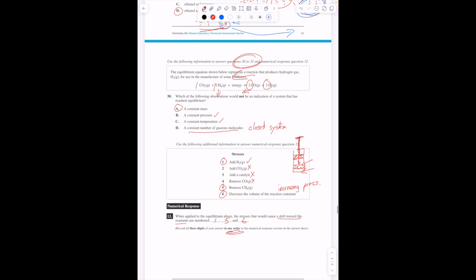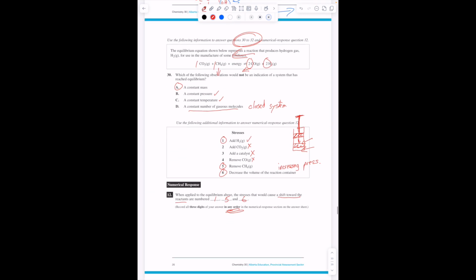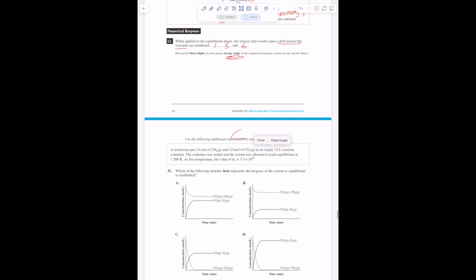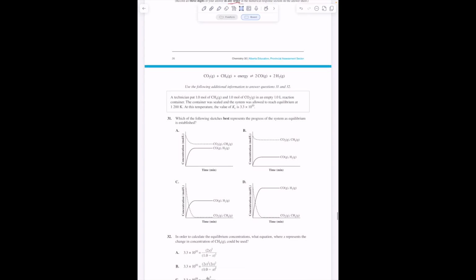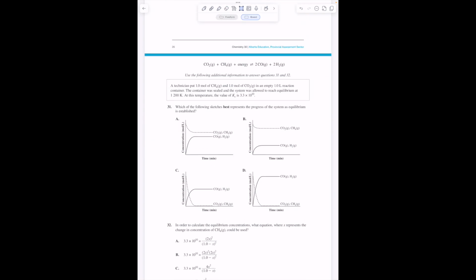So I wonder, for your sake, it might be easier if I just take a snippet of that. All right. Which of the following sketches best represents the progress of the system at equilibrium? Okay, so I'm putting 1 mole, Kc. Well, that's a big number. 3.3 times 10 to the 10.